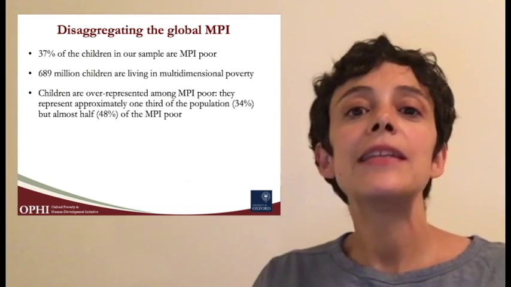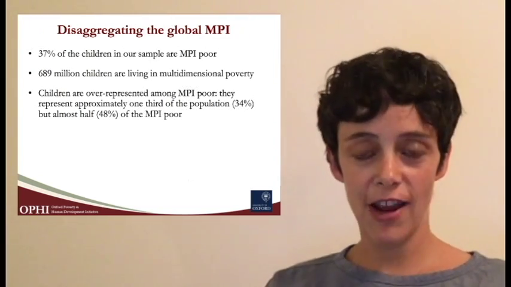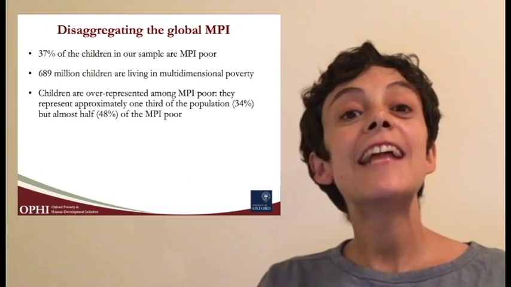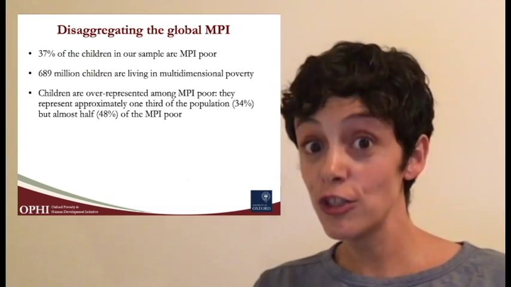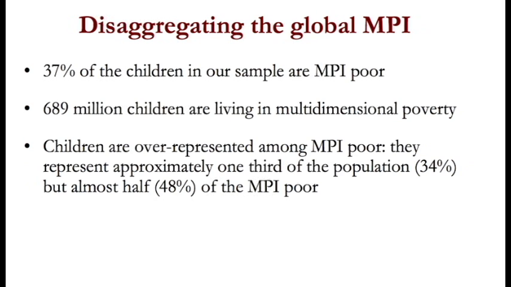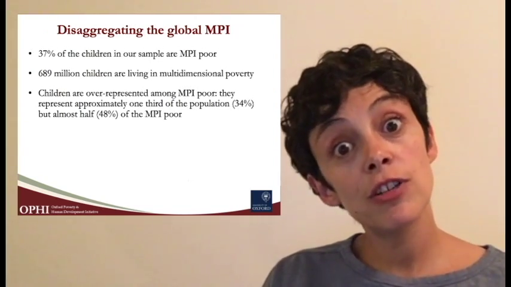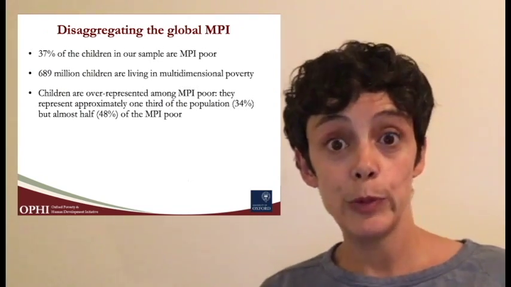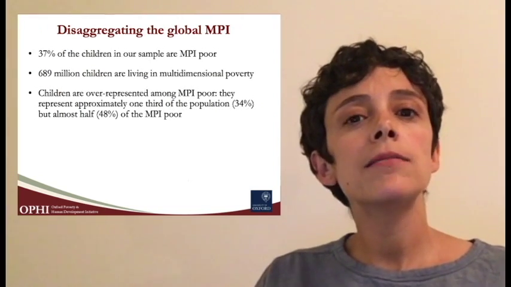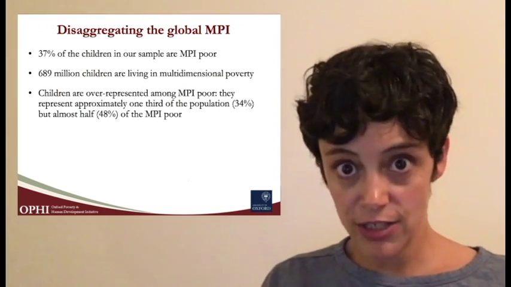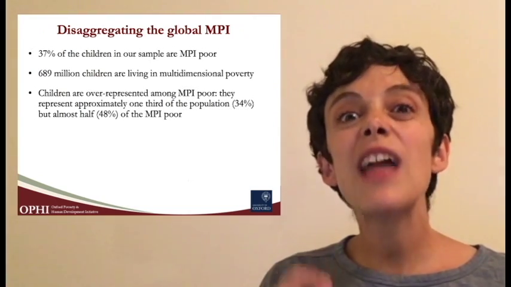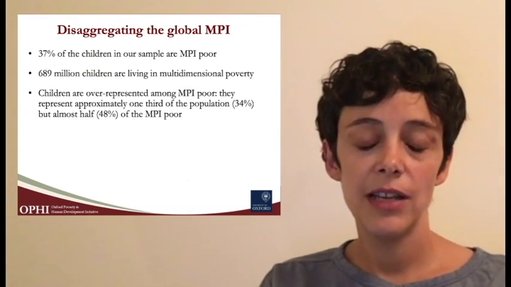So when we disaggregated these results, the first striking finding is that 37% of children in our sample are MPI poor. This corresponds to 689 million children using 2013 population figures. We also found that children tend to be overrepresented among the poor. They represent 1/3 of the population in our sample, but almost half of the MPI poor in our sample.